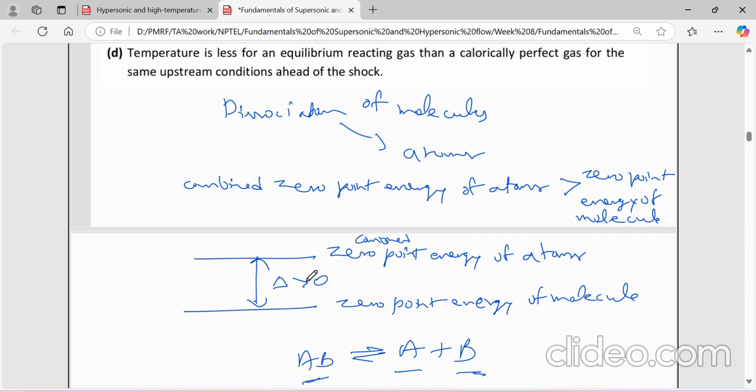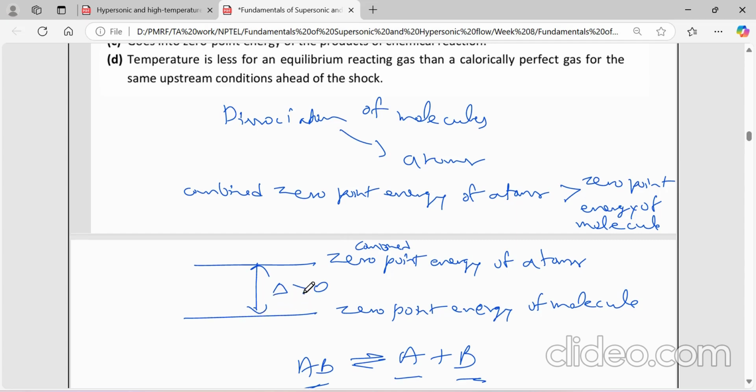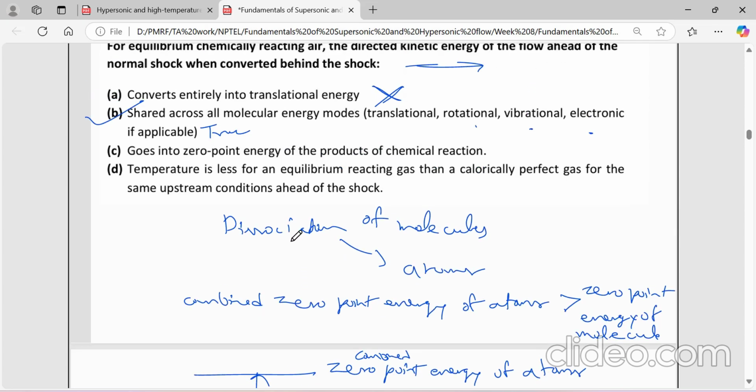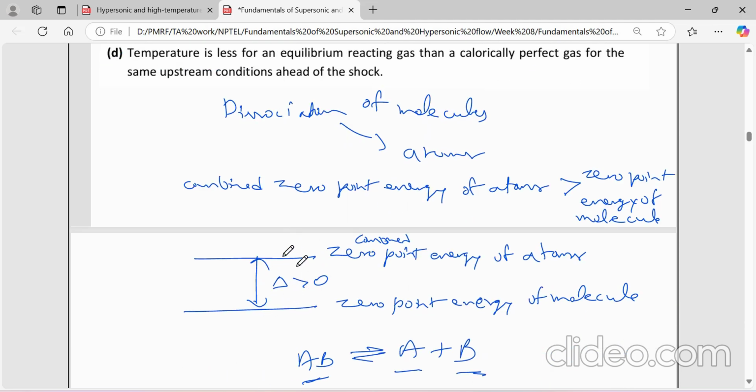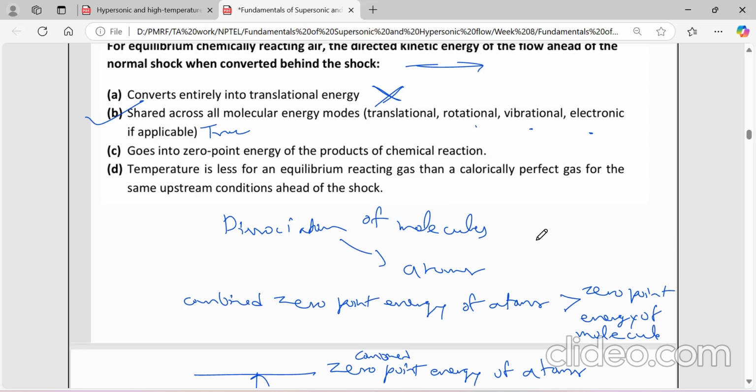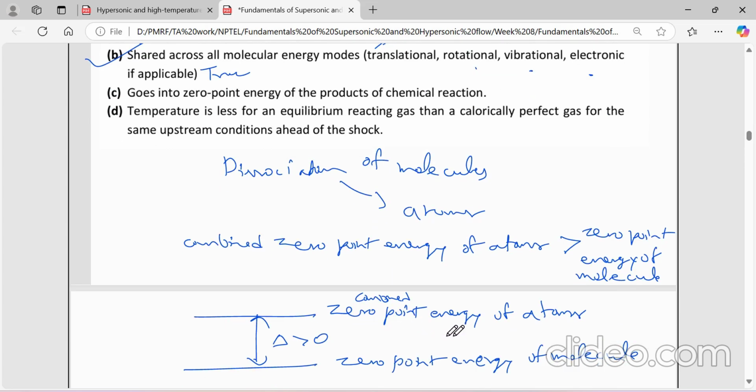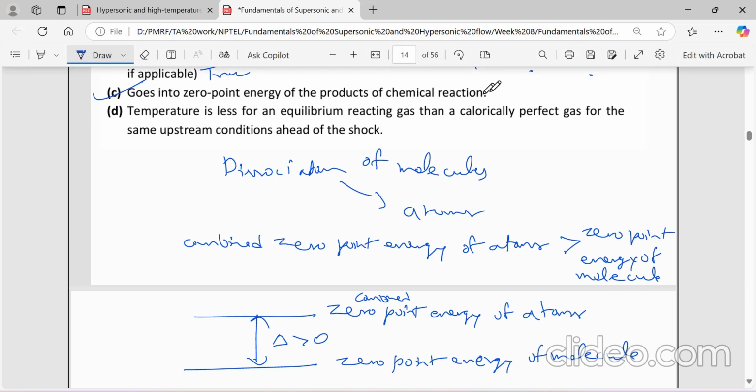So some of the kinetic energy of the flow will go into the zero point energy of these atoms, or you can say the products of the chemical reaction. So this third point is also correct.